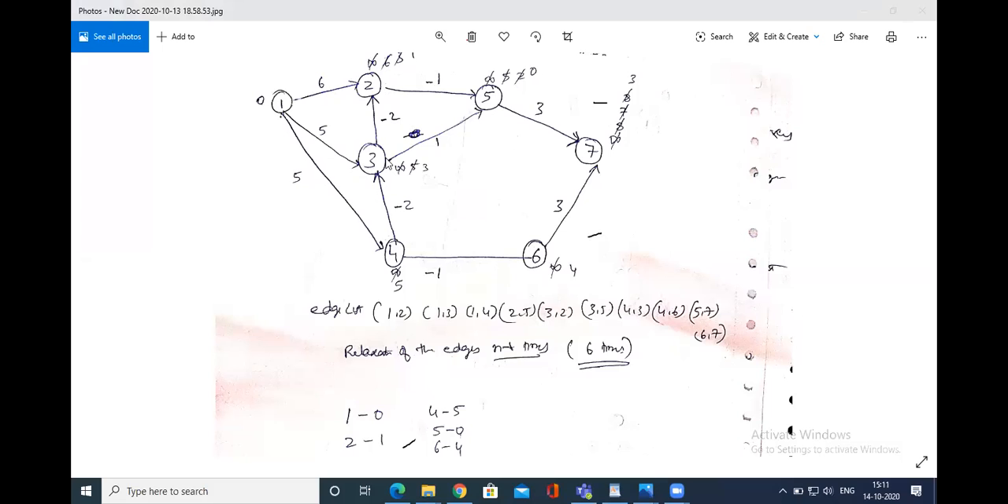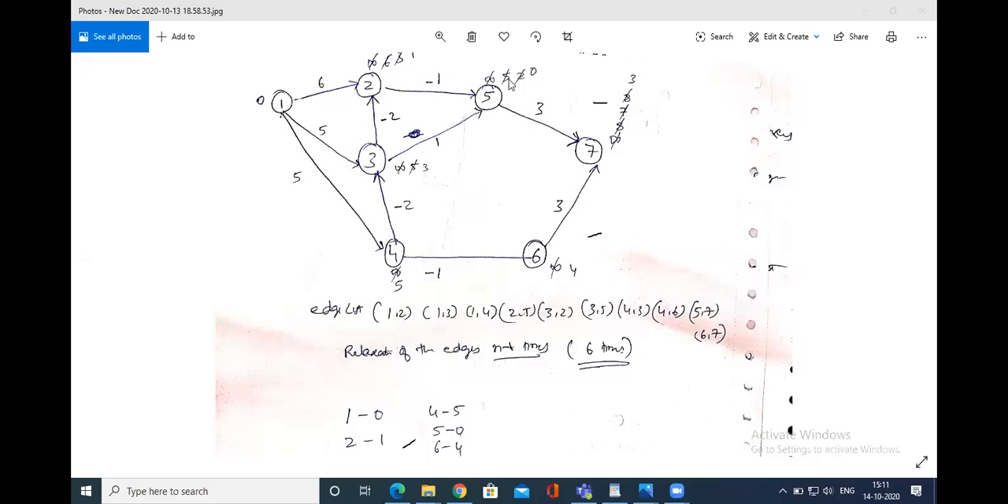Hope you understand, right? So the second relaxation is done. If it is not less, you will not change, you'll maintain it as it is. Now you can see here 6 to 7, it is left how many times? 6 to 7, right? So infinity plus 3 is not less than infinity, it will be maintained as it is.